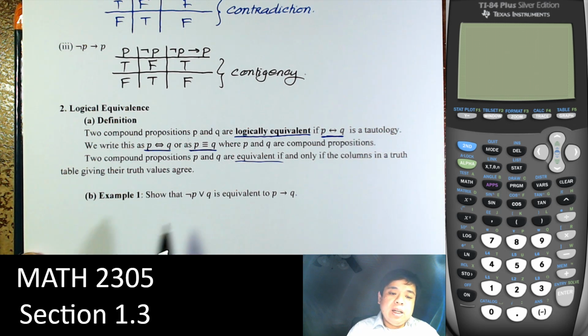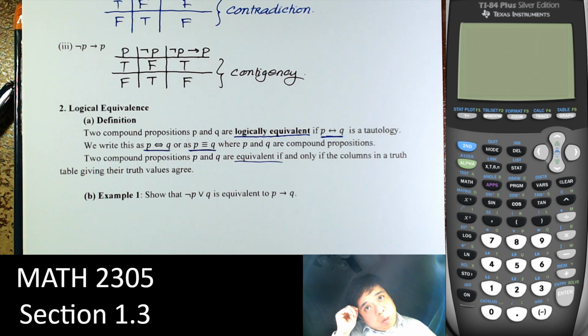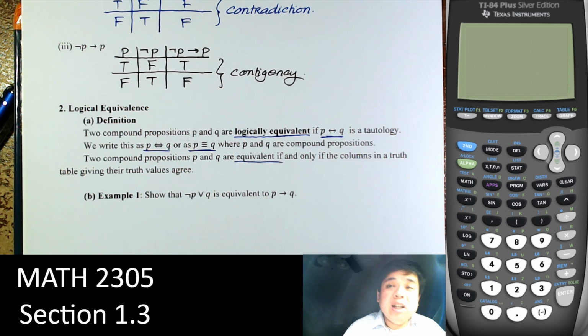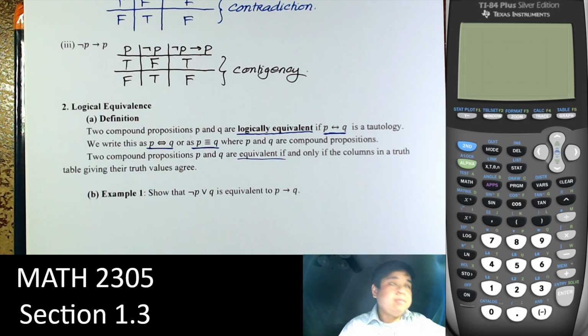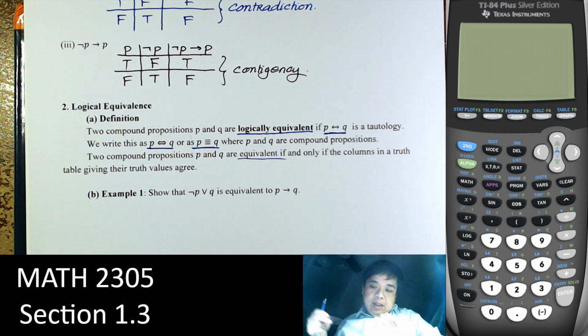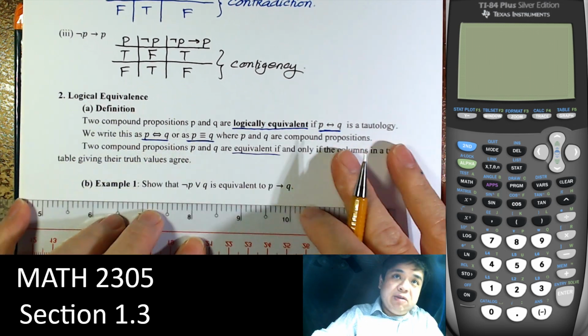Let's look at this example. Show that not P or Q is equivalent to P implies Q. Now this is important. In the previous section we said that we have AND, OR, exclusive OR, and negation. But we don't have anything for the conditional if we want to use a calculator. There's no direct operation, so we have to make some adjustment, and this is the adjustment that we need. So I'm going to draw a table for this.